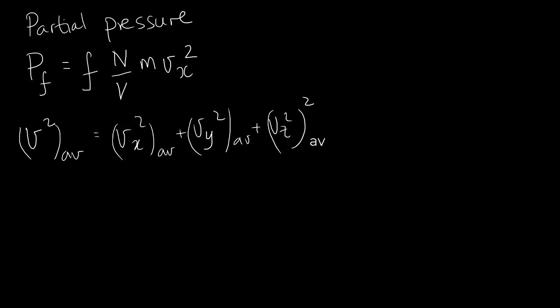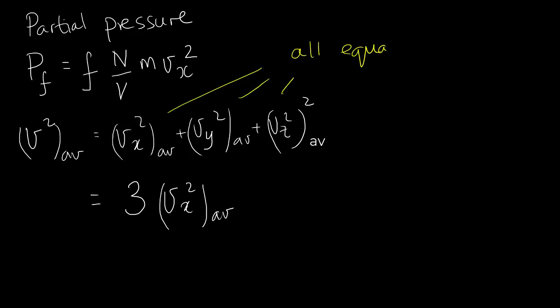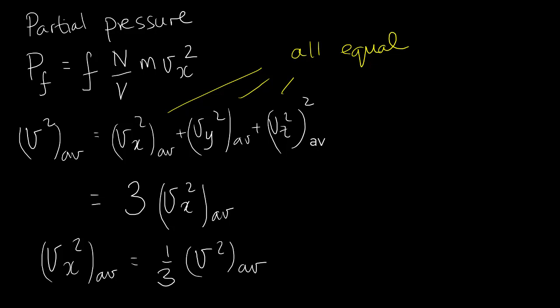Since the distribution of velocities is symmetrical, there is no reason why there should be more kinetic energy in one direction rather than another. So the kinetic energy in each of the three dimensions is equal. So we can write V squared average is equal to 3 times Vx squared average. And it follows that Vx squared average is equal to 1/3 times V squared average.